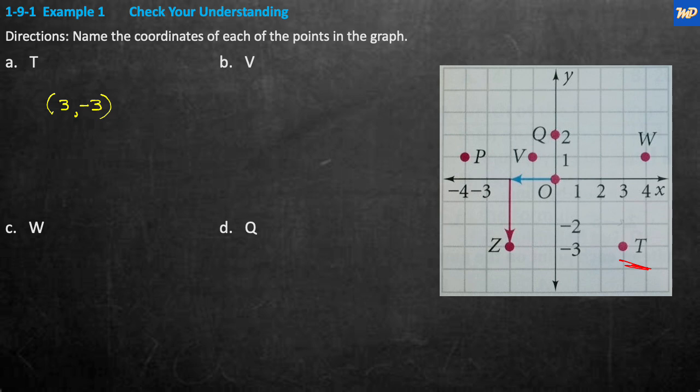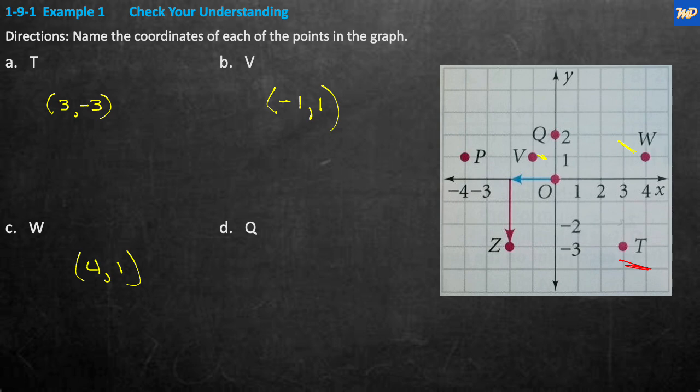How about V? Where's V? V is right here. Okay, we can see V. V is -1 and +1. So V is going to be X, -1, comma, Y, +1. -1, 1. How about W here? We find W way over here. W is from the origin. I'm going to count 1, 2, 3, 4. So that's +4. 4, comma, and then it's up 1. 4, comma, 1. 4 in X, 1 in Y.